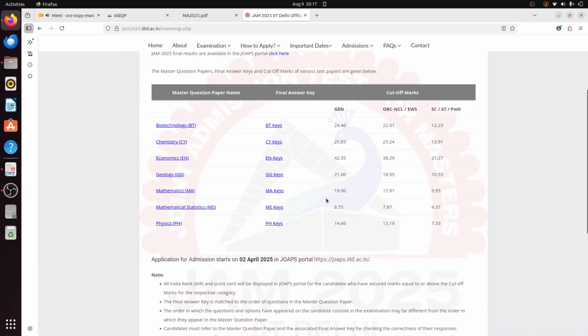See, the general cutoff marks in math is 19.90, or at least you need to get 40 to get a good place maybe in IIT for general. Mathematical statistics cutoff is 8.75.